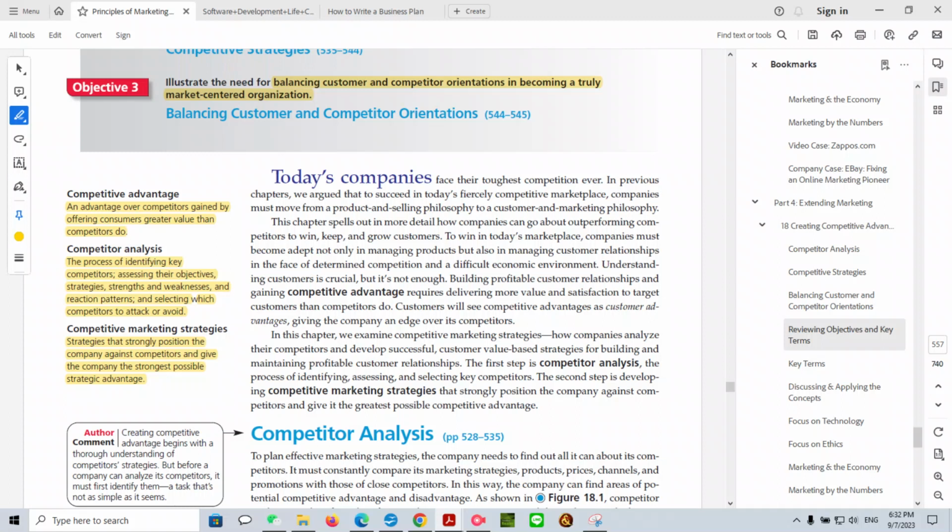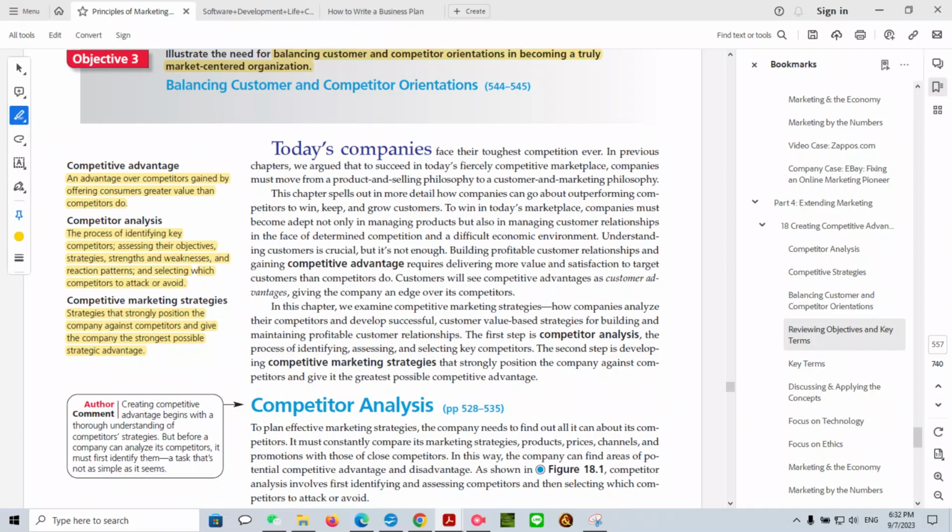All right. Let's talk more in depth about it. Now that we've defined these three terms, let's talk more about competitor analysis because we already talked about competitive advantage, delivering more value and satisfaction to target customers than their competitors do. So remember, we want to put this in the context of competitive marketing strategies. That is, how companies analyze their competition and develop successful customer value based strategies for building and maintaining profitable customer relationships.